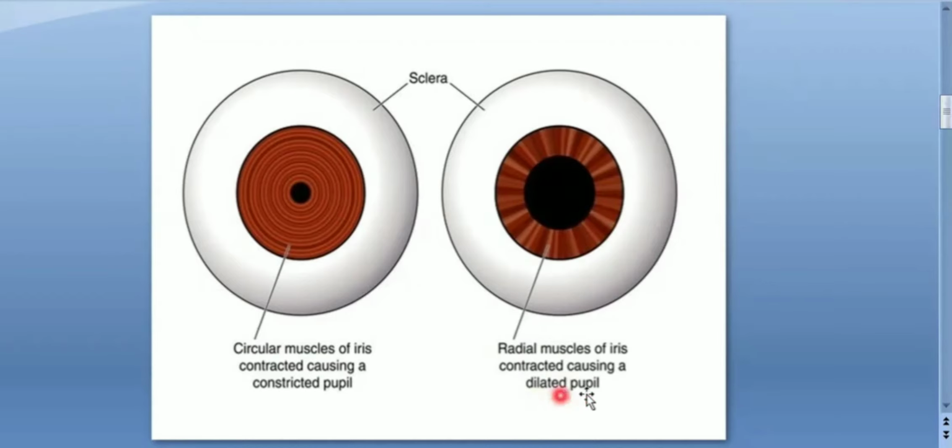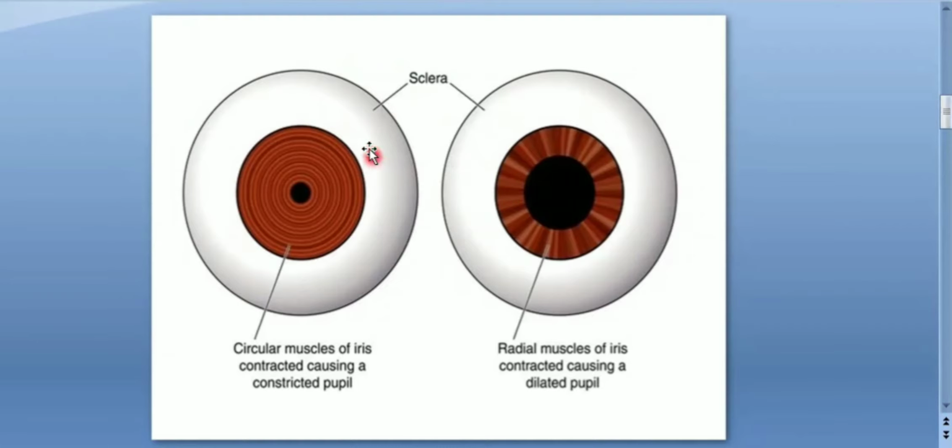You know, the dilation of the pupil is done when the radial muscles of iris are contracted. Means the dilation of the pupil takes place when the radial muscles are contracted. So here you can see a wide opening. This is dilated. Pupil is dilated so that more light can enter towards the eye.